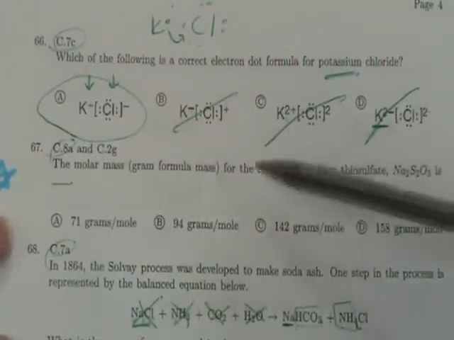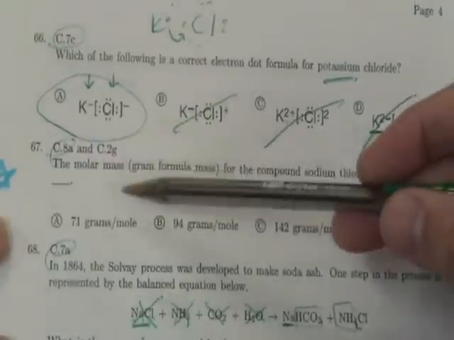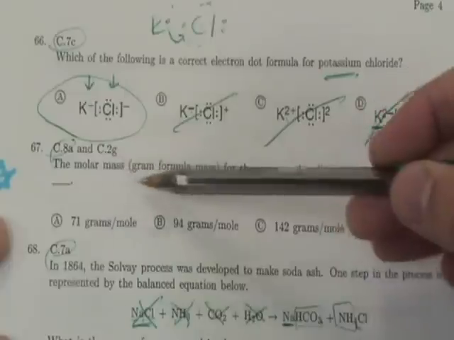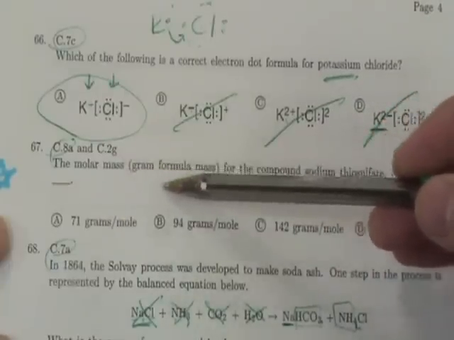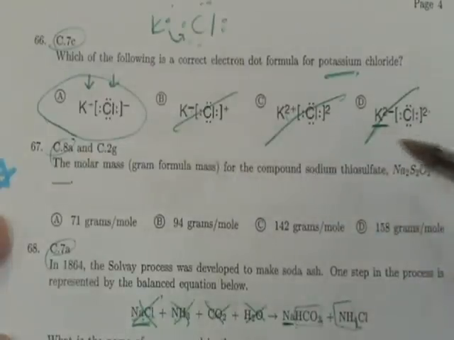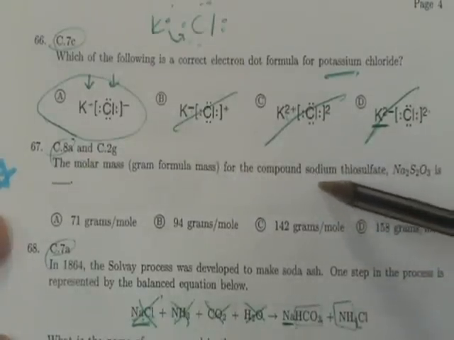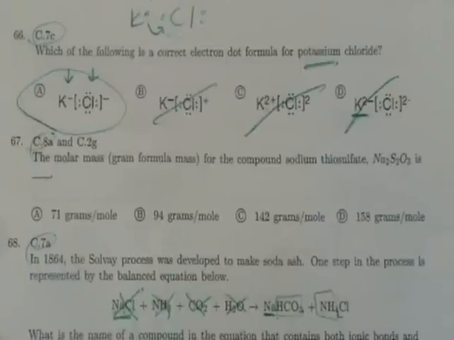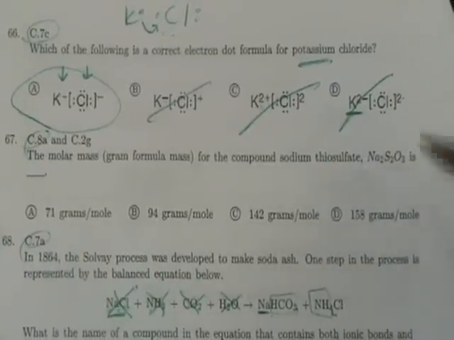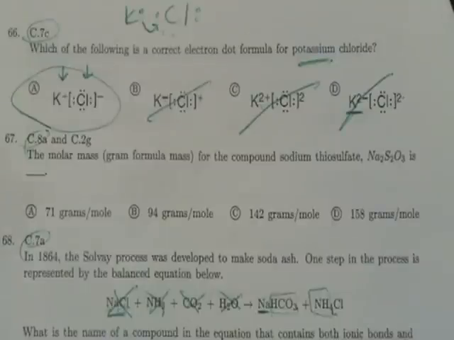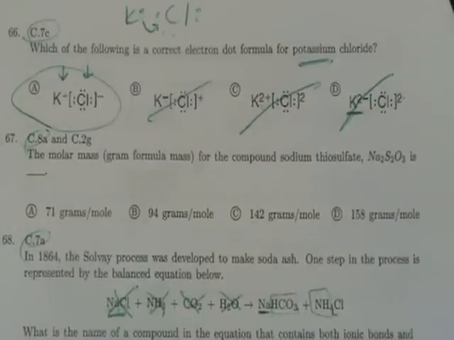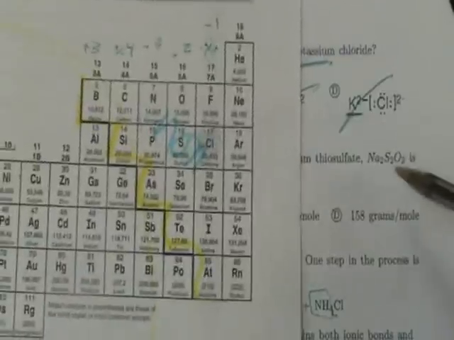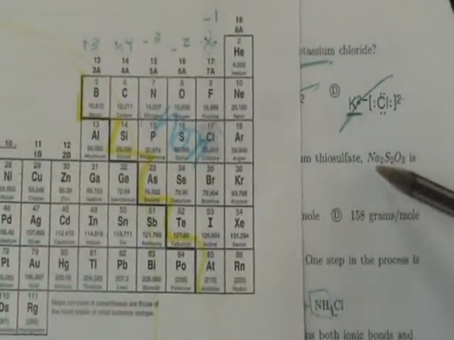Now, if you're looking at the question here, we're looking at the molar mass, so mass, our units are expressed in grams, and it's written here, gram formula mass, and then you have the name of the compound, sodium thiosulfate. Now if you look right next to it, the formula is given and it's Na2S2O3. Now all we have to do here is look at your periodic table, and just look for the individual elements that make up this compound.